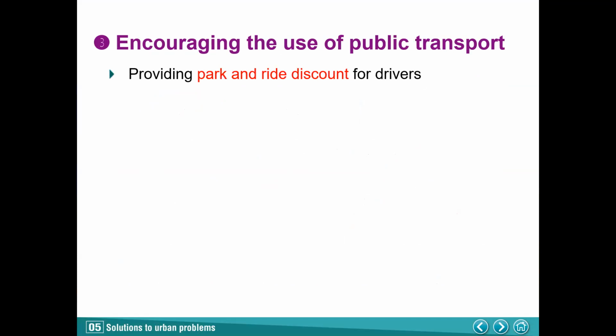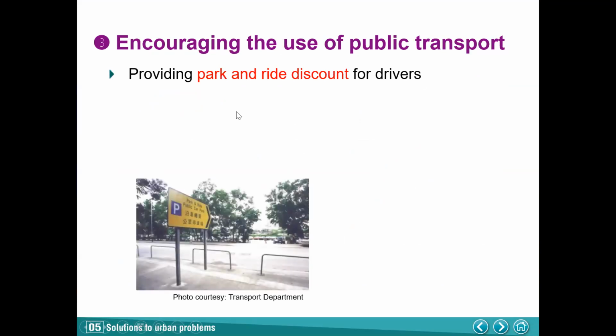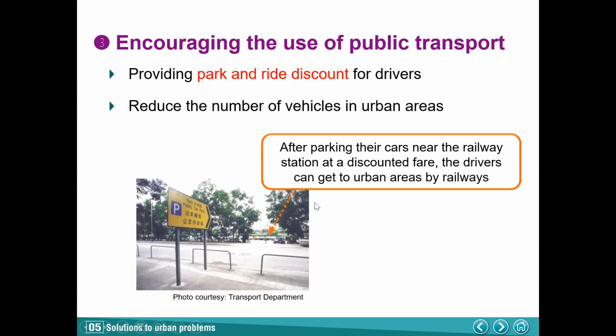And the government can carry out different measures to encourage the public to use public transport. For example, the government can provide park and ride discounts for drivers. The government can reduce the number of vehicles in urban areas. For example, the parking areas near the train station can encourage drivers to use the train because they can park their cars at the discounted fare near train stations. And this can help drivers to save money.